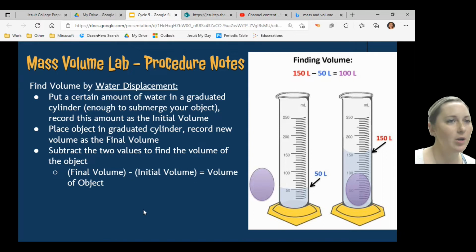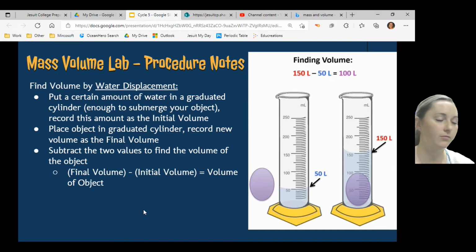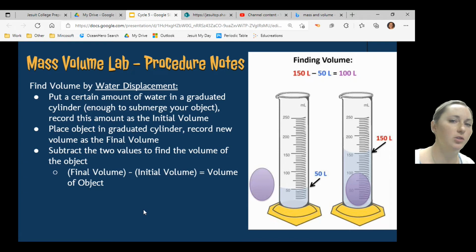So for the mass, all you need to do is get the electronic balance and mass it. Now, it is important to note that my object now also has water on it. So if I have other particles on my object, the mass isn't necessarily going to be correct. So you have two options here. One, find the mass of each object first, and then find the volume by water displacement. Or two, find the volume and then just dry off your object really, really well before you find the mass. That part of your procedure is 100% up to you and your group.